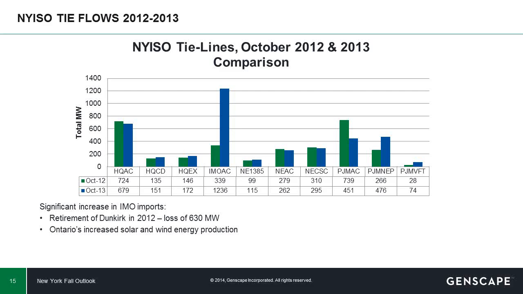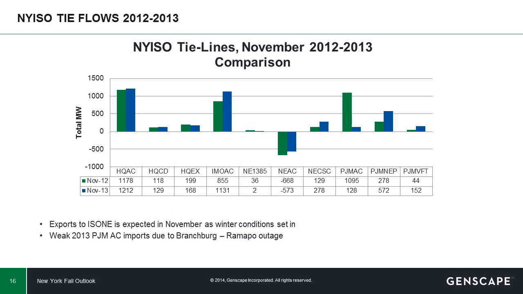One other thing I really want to point out here is if you look at PJM, there was a big drop-off going from 2012 into 2013. Now this data is slightly skewed as there was an outage at Branchburg-Ramapo, the largest PAR line that makes up that PJM interface. So with that back, we should get quite a decent increase in PJM flows from a year-over-year perspective.